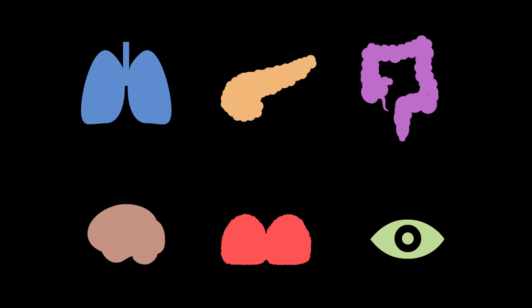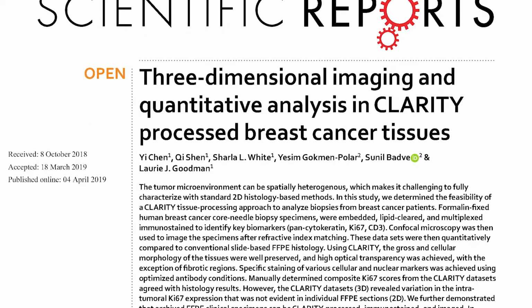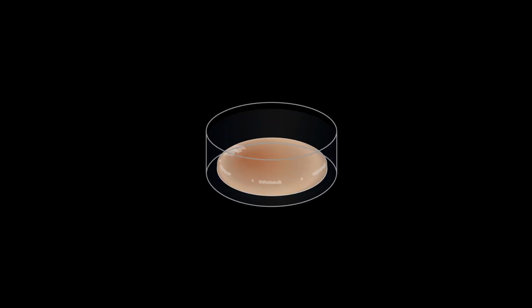Clearlight has evaluated normal and cancerous tissues, including lung, pancreas, colon, brain, tonsil, eye, skin, and more. Our 2019 publication on breast cancer is a great example of this. In addition to Clarity tissue clearing, our lab services include thick tissue immunostaining and true 3D tissue analysis.